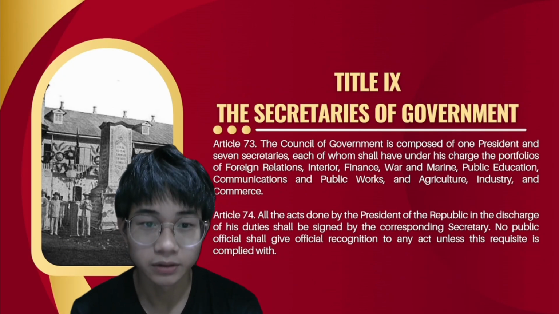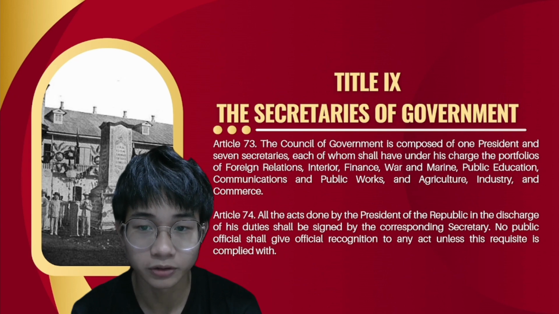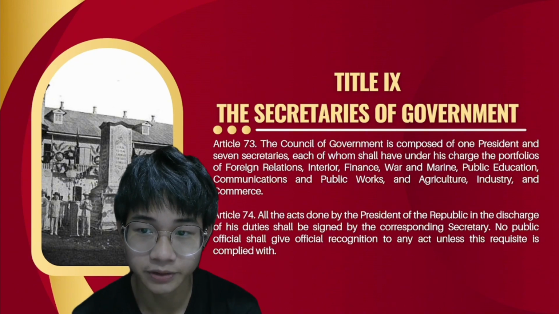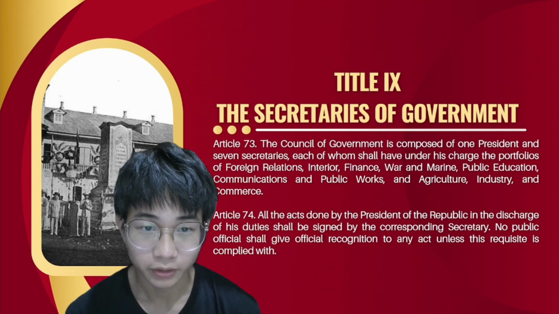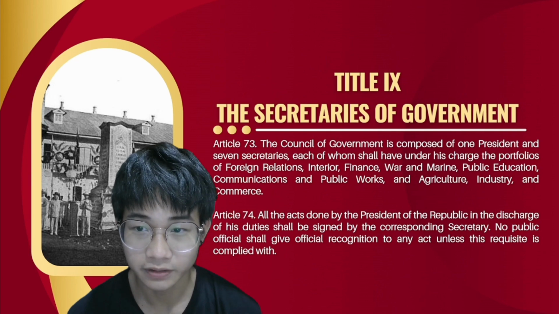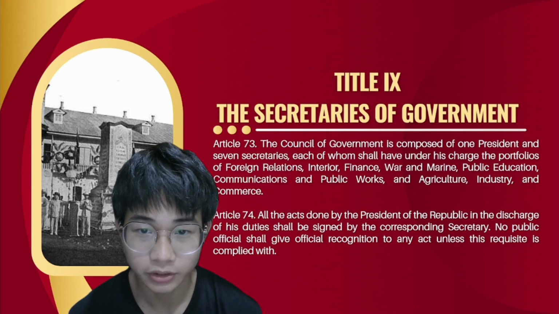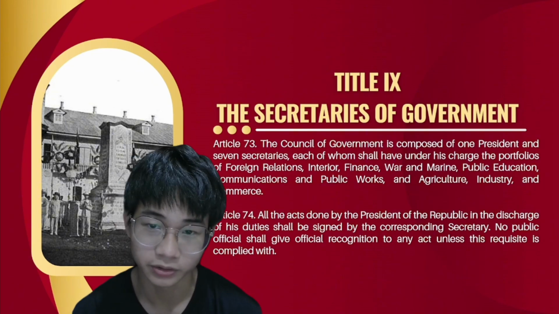Article 73. This article outlines the leadership and organizational structure of the government, specifying the roles and responsibilities of each member of the council. Article 74. This article ensures that presidential actions are validated and authenticated through the signature of the appropriate secretary, and no official action is considered legitimate unless it follows this process.